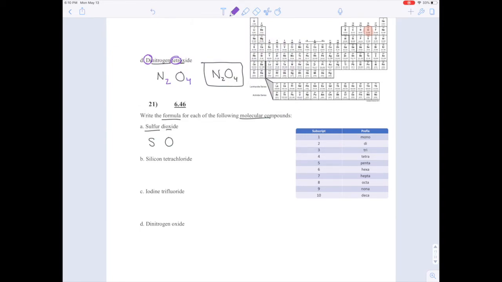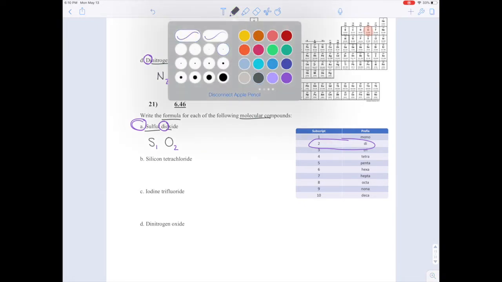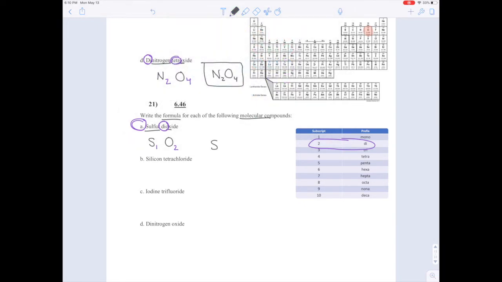Now let's think about the prefixes. There's no prefix in front of the first element, and when that's the case, you only have one of that element. The prefix in front of the second element is di, and that means that you have 2 of that element, that the subscript at the bottom right of that element will be a 2. So overall, the formula for sulfur dioxide will be SO2. Notice how I didn't have to write this 1 here, because just by writing sulfur, I know that I have 1 of them. So SO2 is the formula for sulfur dioxide.